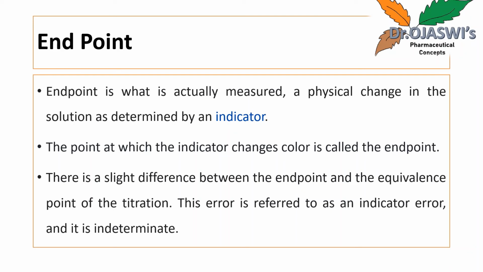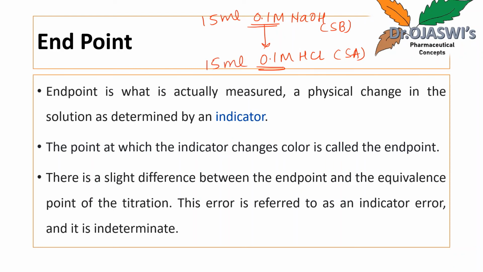Okay, so the equivalence point is the theoretical endpoint. That means suppose I am adding 0.1 molar NaOH, which is a strong base, to 0.1 molar HCl in the flask, which is a strong acid. So it is a strong base, strong acid reaction, and they are equimolar. So theoretically I can say that 15 ml of 0.1 molar NaOH can react with 15 ml of 0.1 molar HCl. This is the theoretical value.